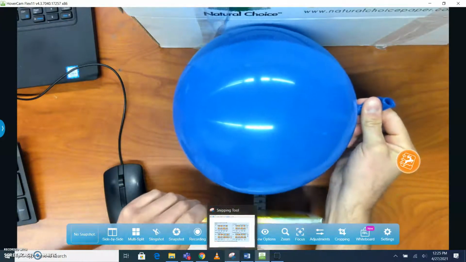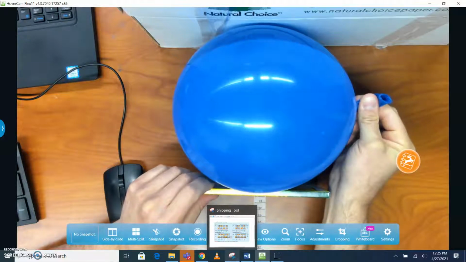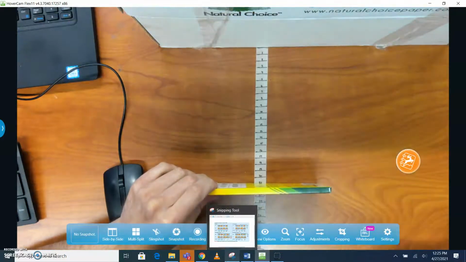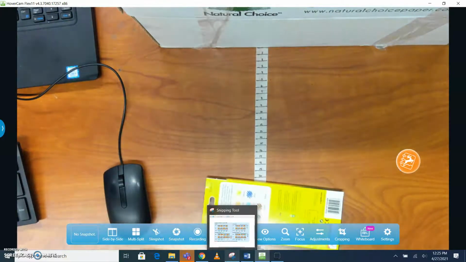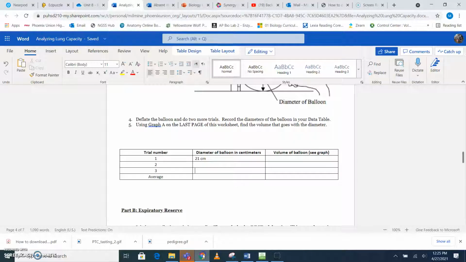All right. I did not do it. I got 21 again. So, hey, consistent if nothing else, right? I got 21 again. So, on the data table, you would have 21 for all 3 trials. You can then get your average, which is going to be 21.